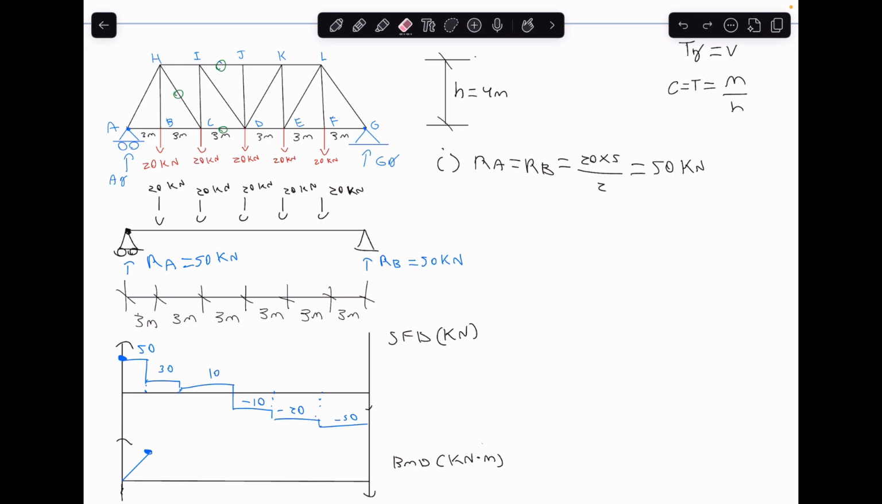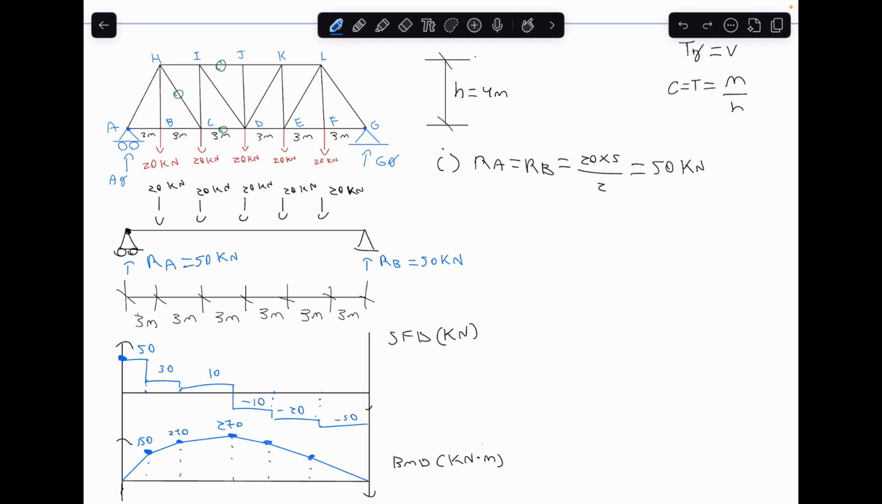Now the increase in the bending moment diagram can be calculated using the area under the shear force diagram. So the first one is 50 times 3 meters. So we're going to get 150 kilonewton meters as the first increase. And then plus 30 times 3. So that's plus 90. And we're going to go up to 240 kilonewton meters. And then we're going to peak at 270 kilonewton meters at midspan.